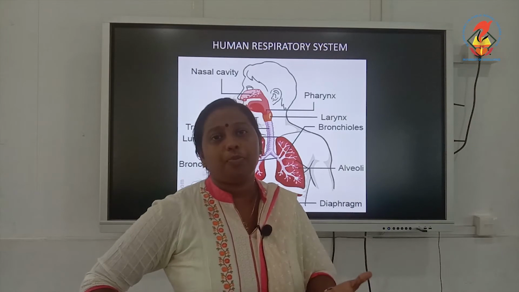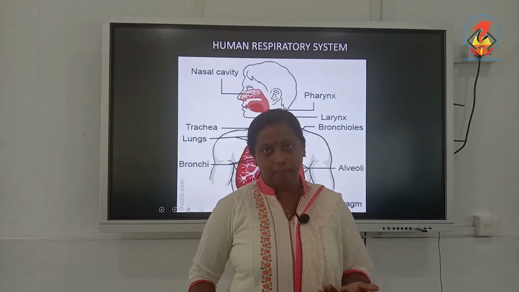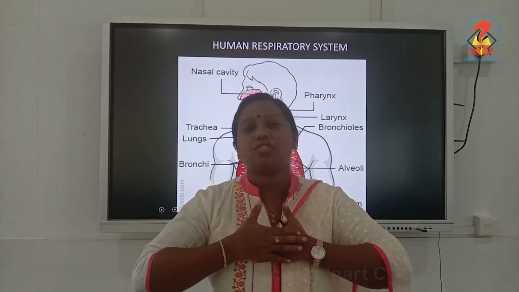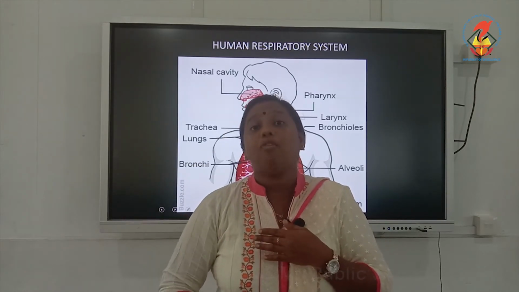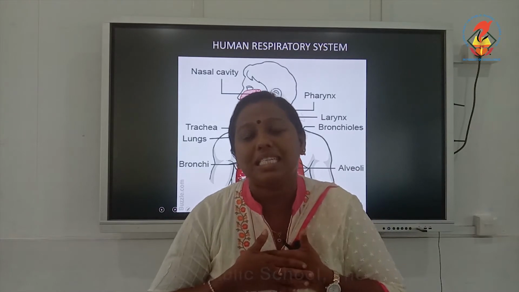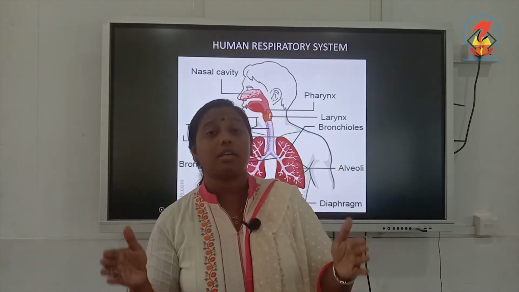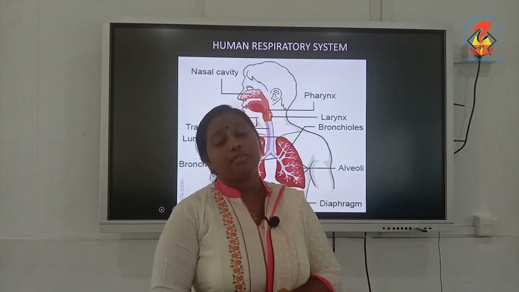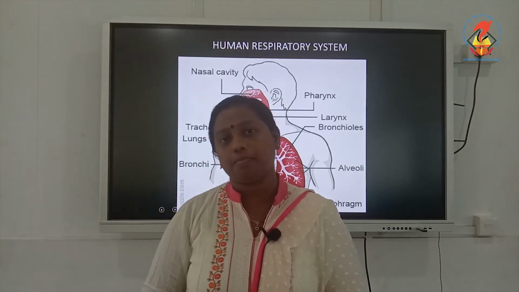It is through this human respiratory system only that we are breathing actually. Your respiratory system is located in the chest region of your body. This is the chest region, below your head and above your abdomen. In between your head and abdomen, you have your chest. Your chest has all the organs and cells which are involved in the process of respiration. You call it the human respiratory system.